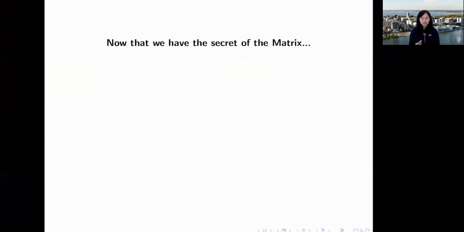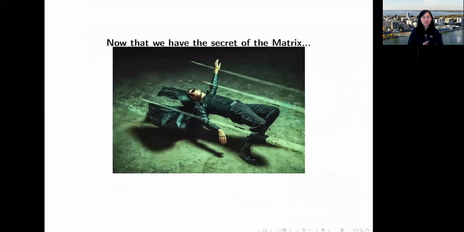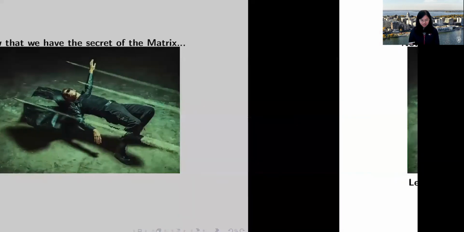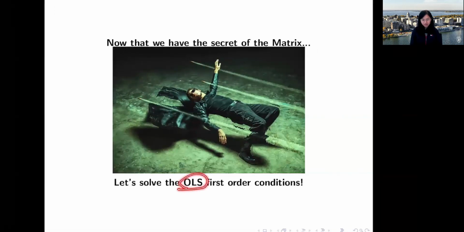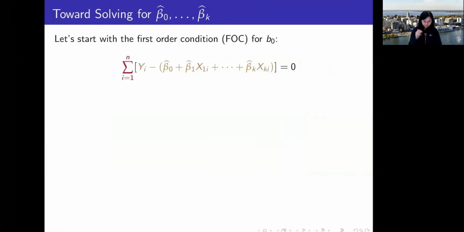So now that we have the secret of the matrix, we can do amazing things with it. And we can solve the ordinary least squares first order conditions in a simple way. How do we do that? Let's start with the first order conditions. This is the first order condition, the one with respect to B naught. We start with this and we want to write it in matrix language. How do we write it in matrix language?